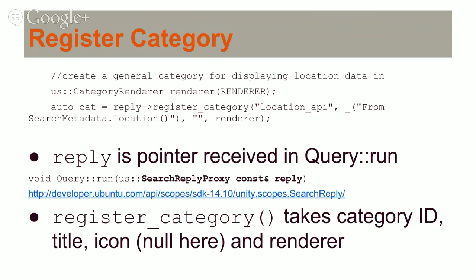Basically, the register category method has some different signatures. It takes the category ID, which I'm setting to location API, a title, which is from search metadata dot location, an icon, which is null here, and the renderer, which is really the category renderer that we just created. So there we've created and registered our category. Now we're ready to populate some results.